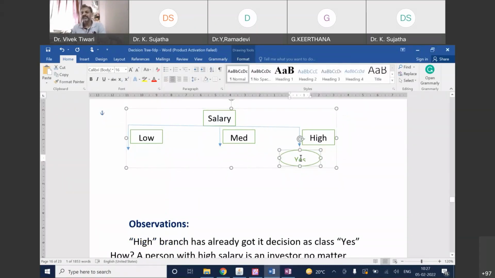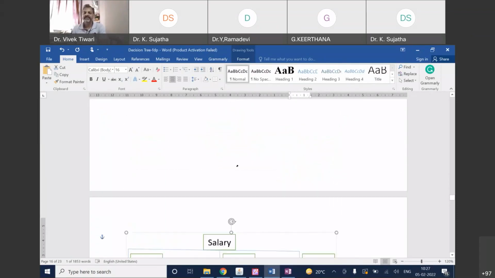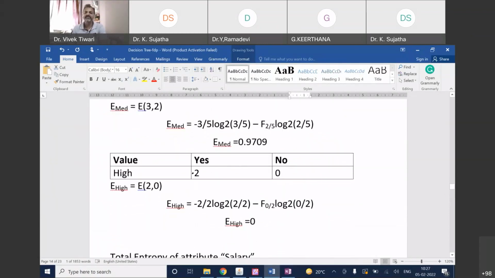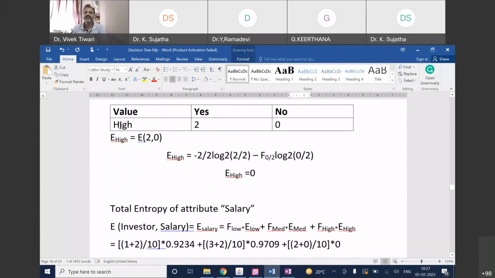Here, yes is written in high. Why? Because high was the pure data set. You need to understand when we calculated the high: if, for any attribute value, all the observations are either in the class yes or in the class no, where the entropy will be 0, it will be considered a pure node. So if you have a pure node, you directly make the decision.